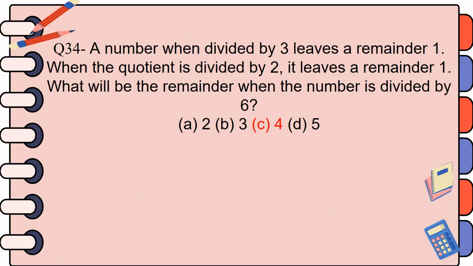Okay, we have question number 34, and question number 34 says that a number when divided by 3 leaves a remainder 1. When the quotient is divided by 2, it leaves remainder 1 again. What will be the remainder when the number is divided by 6? A 2, B 3, C 4, D 5.